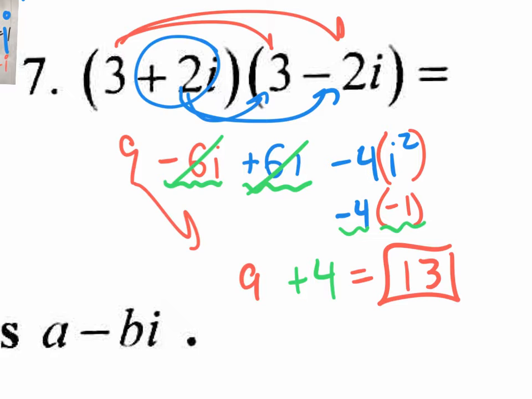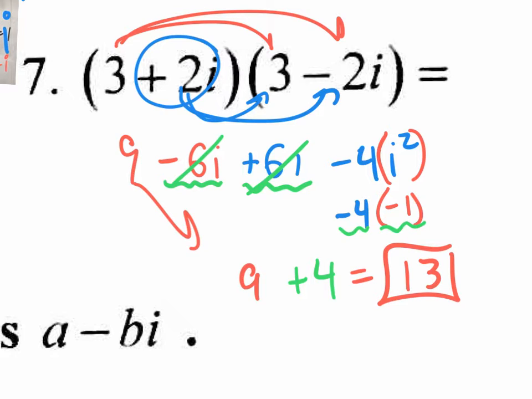Now, why do I like this one? Because the i's got eliminated. Okay. Now, what could you observe about both of these binomials? What could you tell me about both of these binomials? One has plus 2i and then the other has negative 2i. Yeah. They're identical. There's a 3, there's a 3, there's a 2i, there's a 2i, but one's a plus 2i, one's a minus 2i. Now, there's a vocab word for this. It's called a complex conjugate.